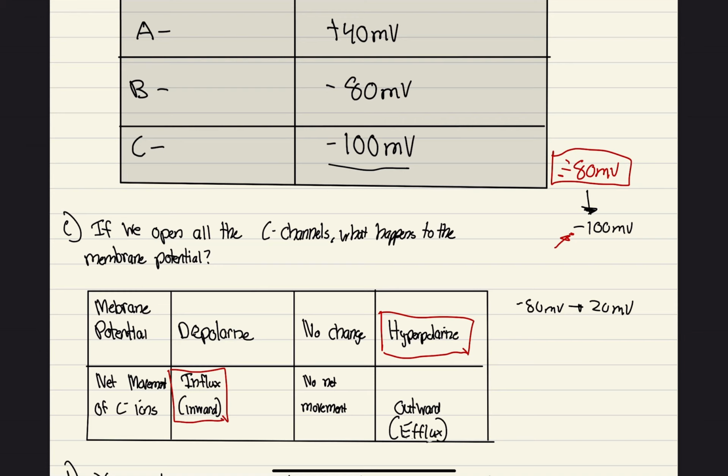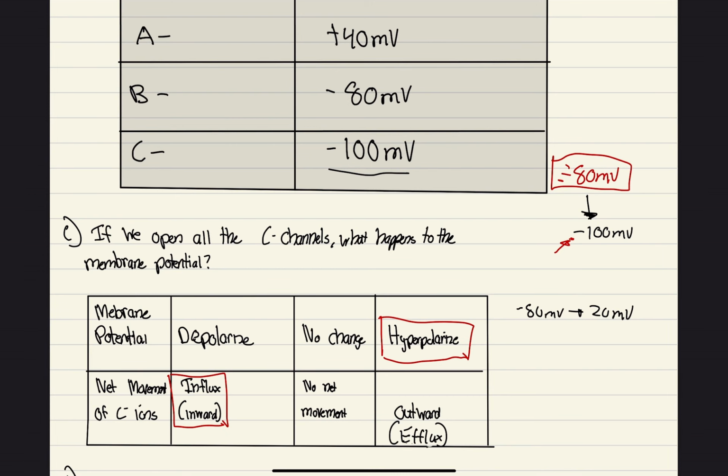It can't be no net movement because the number's changing, right? We're going to -100. It can't be outwards, right? Because then this number of -80 would go higher if it was outwards. But we're not. It's an influx. We're trying to get to -100. That's our goal. And the way we do that is by C ions going inside because it's super negative.